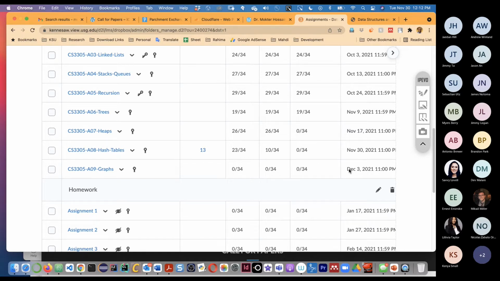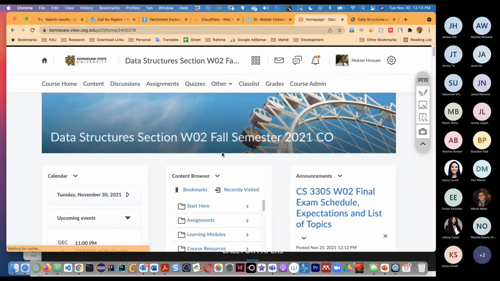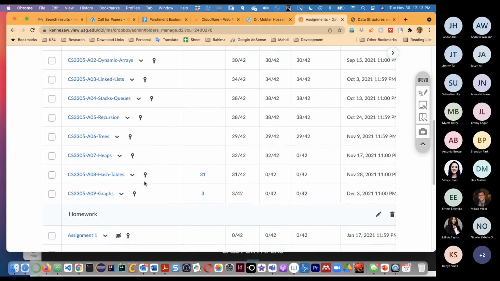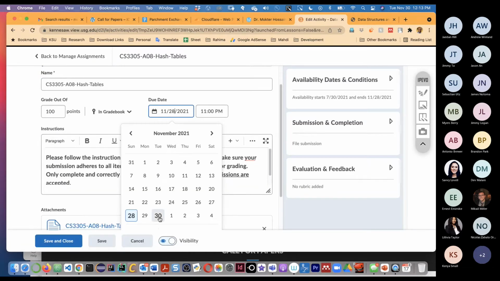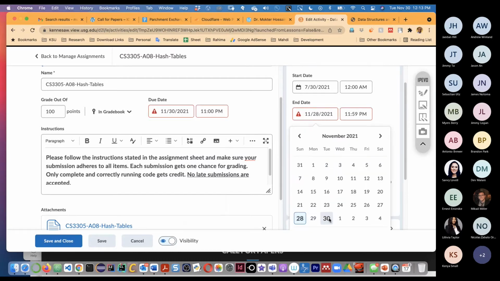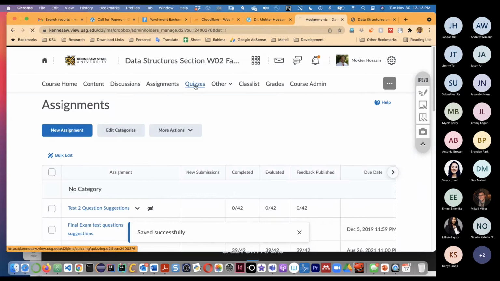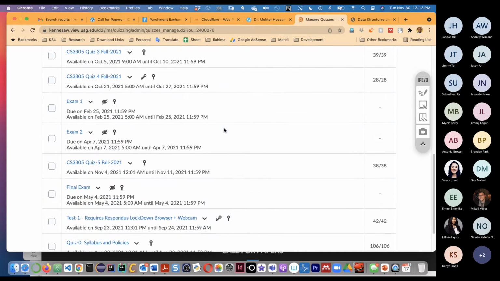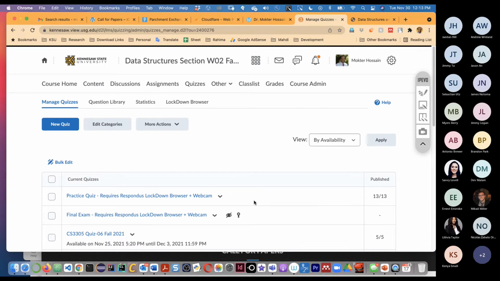Let me see, December 3rd. Okay, that is the regular due date, December 3rd. Please work on it, and let me do it in other sections before I forget. Okay, so your test will be in the quizzes section, like your test 1 and test 2. Okay, in the quizzes section. So that's it for now, and let me get the attendance.